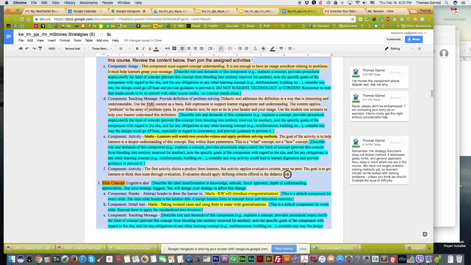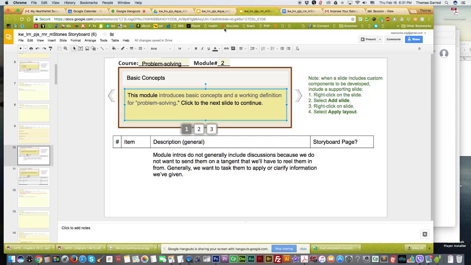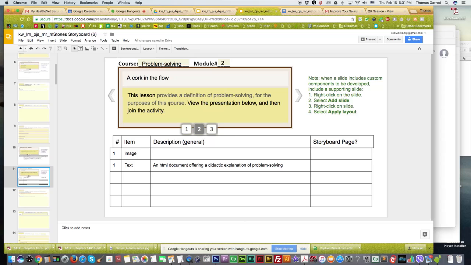So you notice all of this text is not saying what exactly the activity is going to be. It's just talking about the activity. So you get a sense of what you're supposed to do. So that is what it looks like here. In the actual storyboard, you're taking concepts and you're putting them here. Basic concepts, this module. So this is the introduction to the module. On the next slide is the first concept. You're putting the title of your concept.